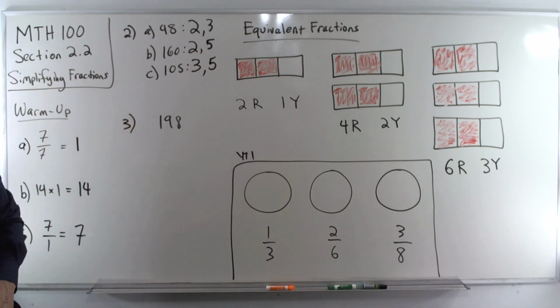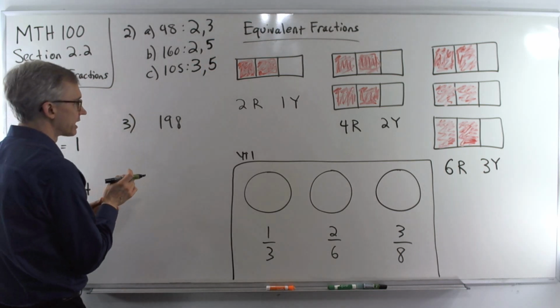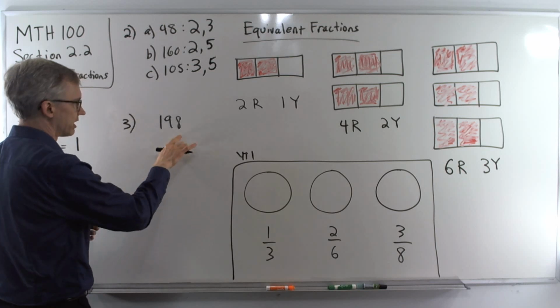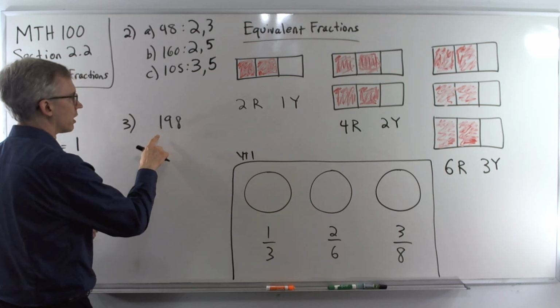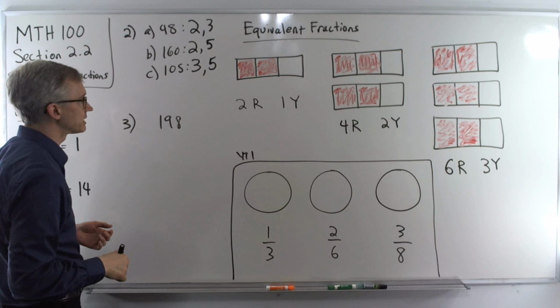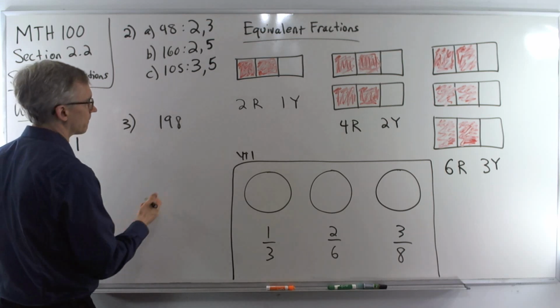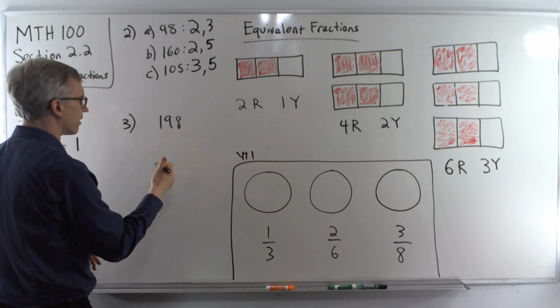Now we're going to do the prime factorization of 198. A lot of different ways to do this. You can see it's even, so you can divide by 2. The sum of the digits is 18, so you can divide by 3. Doesn't end in 0 or 5, so we can't divide by 5.